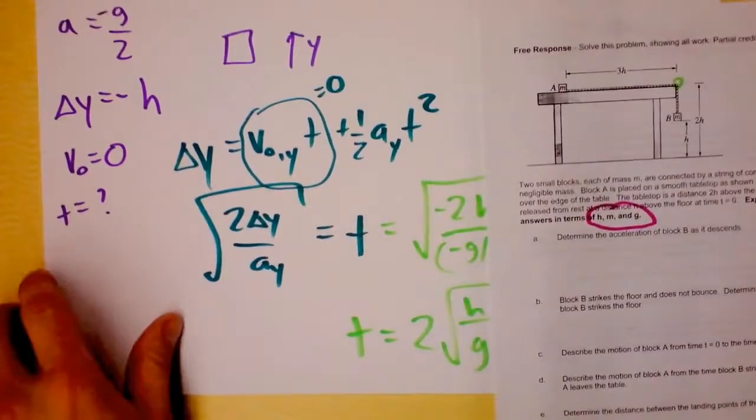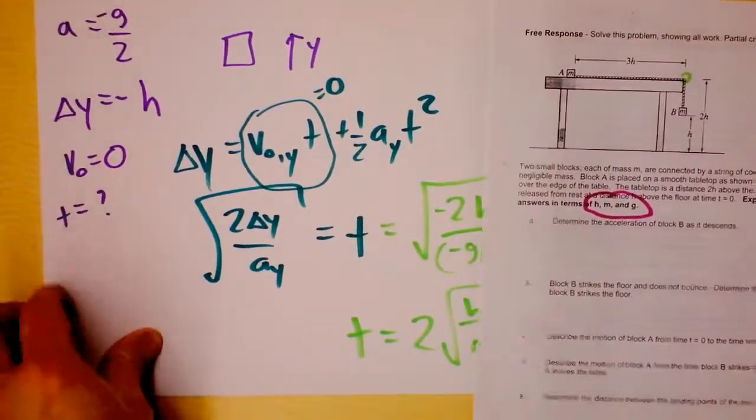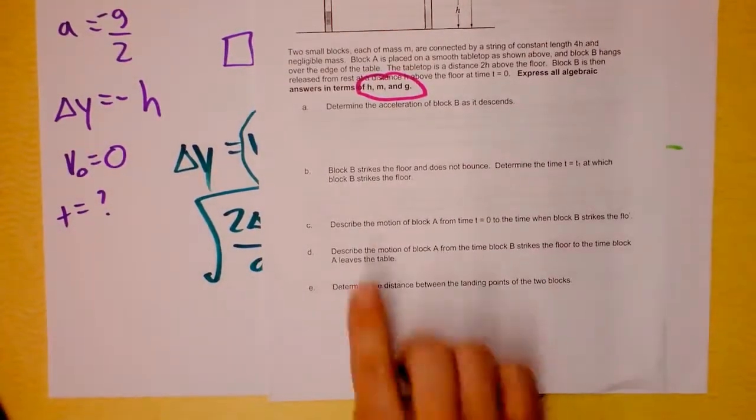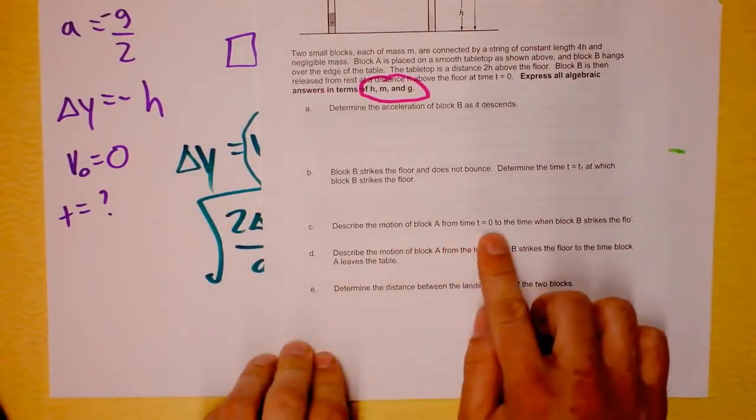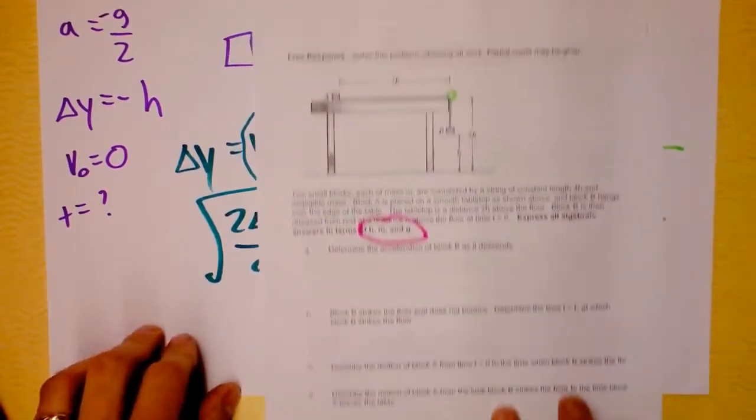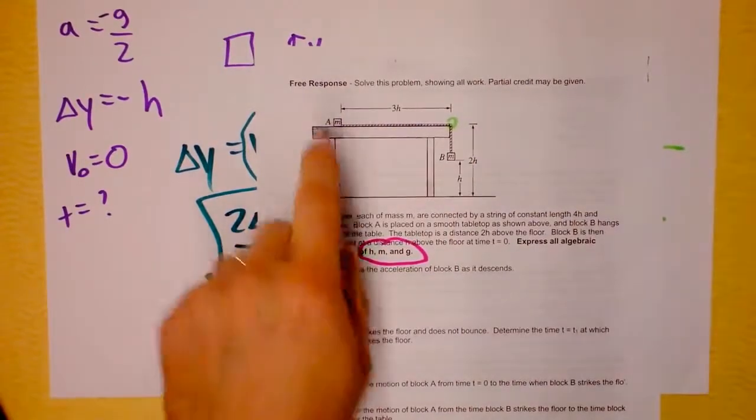Where are we going now? You want to do the next part? Yeah. Okay, it's asking for words. Describe the motion of block A from time t equals 0 until when B hits the floor. What does A do?